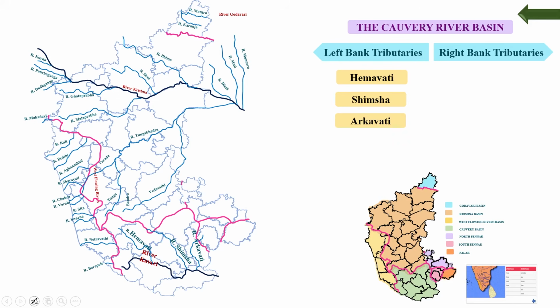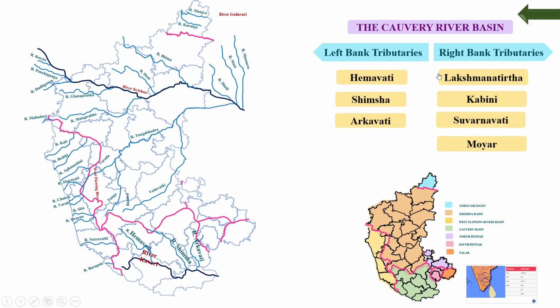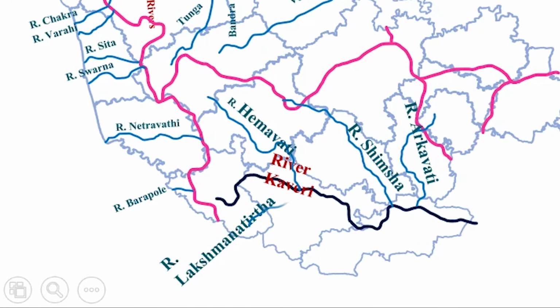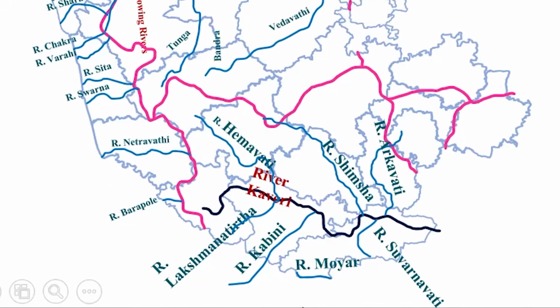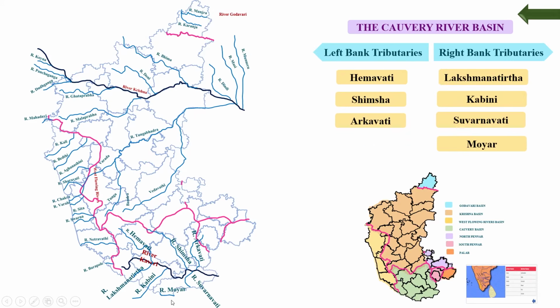So which are the important right bank tributaries in Karnataka? First one is Lakshman Tirtha, followed by a very important Kabini, on which Kabini dam also exists, Kabini river, followed by Suvarnavati, Moyar. Moyar forms the border between Karnataka and Kerala. That is the Gundlupet district here and Wayanad district. Flowing between them is the Moyar river, which also joins the Kaveri river in the state of Tamil Nadu.